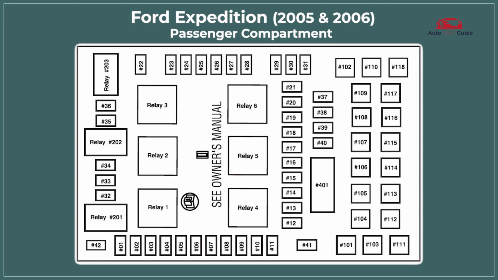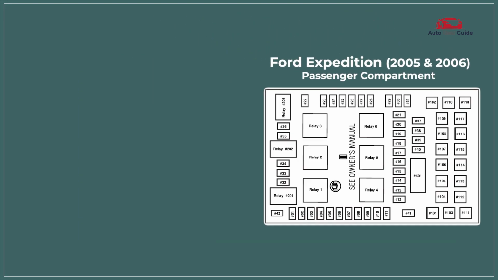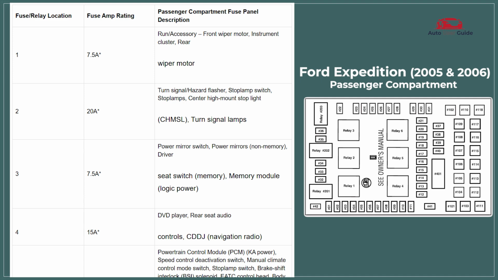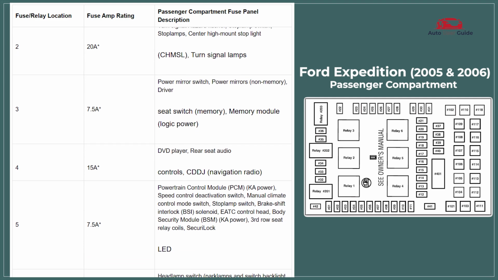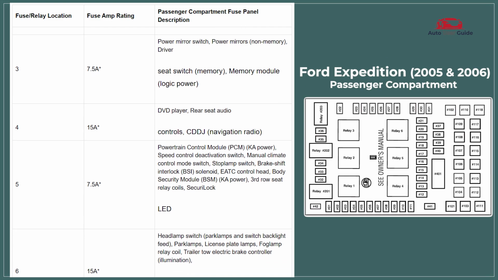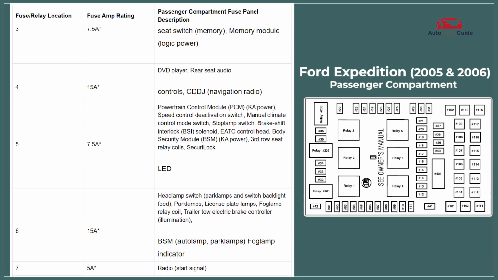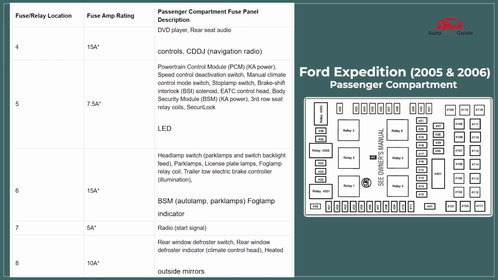The passenger compartment fuse box in the 2005 and 2006 Ford Expedition manages power distribution for interior systems like the audio system, power seats, and instrument panel. It includes fuses and relays designed for circuit protection and system control.